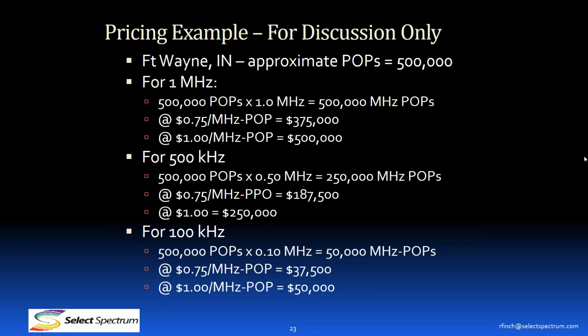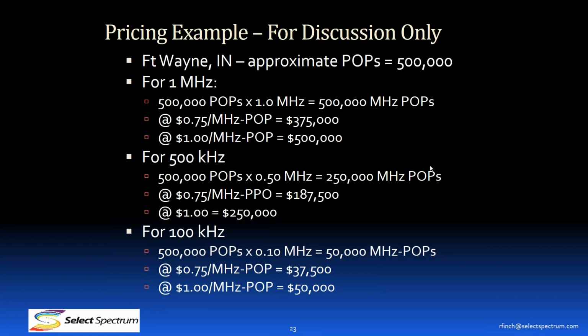I was surprised that the license covering Fort Wayne, Indiana, and the surrounding suburbs and exurbs has a total population of 500,000, and I think that's a useful number to look at. So 500,000 pops, if you were to acquire one full megahertz, 1,000 kilohertz, that would be 500,000 megahertz pops. At 75 cents, that would be $375,000, and at $1 per megahertz pop, $500,000. I'm trying to show the range there.